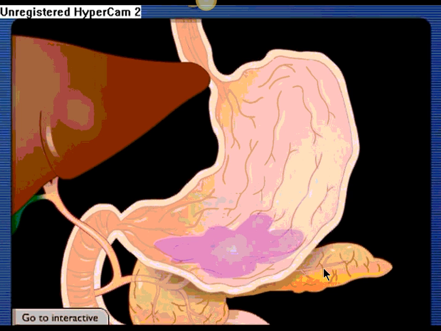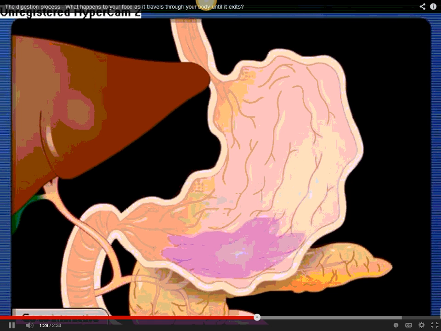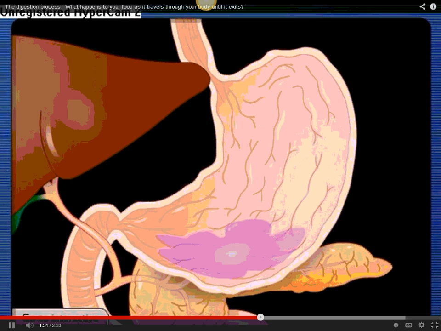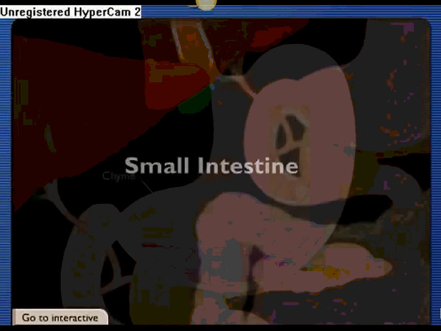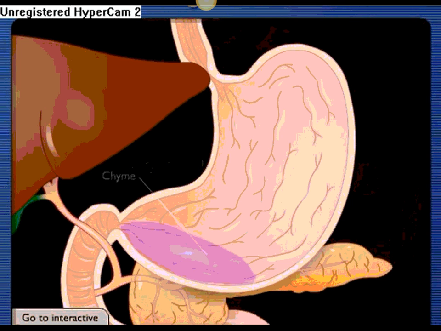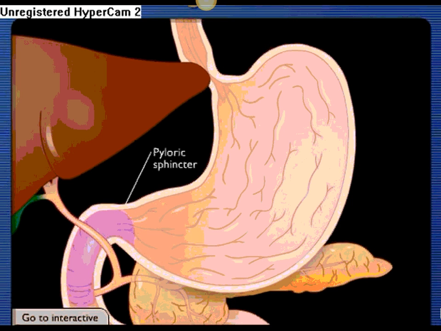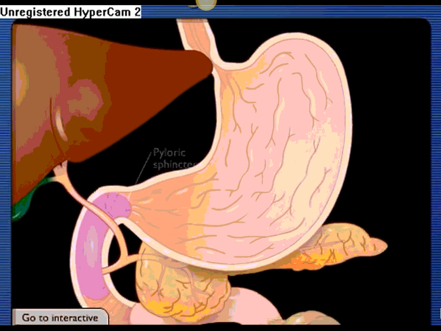Muscular contractions in the stomach churn its contents to further break down the bolus and mix it with stomach secretions to form a thick liquid called chyme. Chyme exits the pyloric sphincter and enters the small intestine, the major site of nutrient absorption.